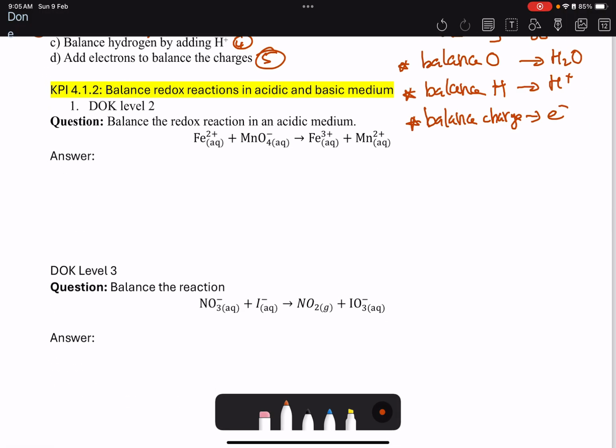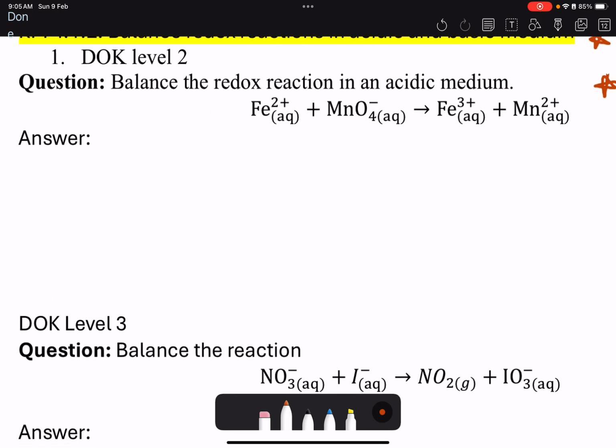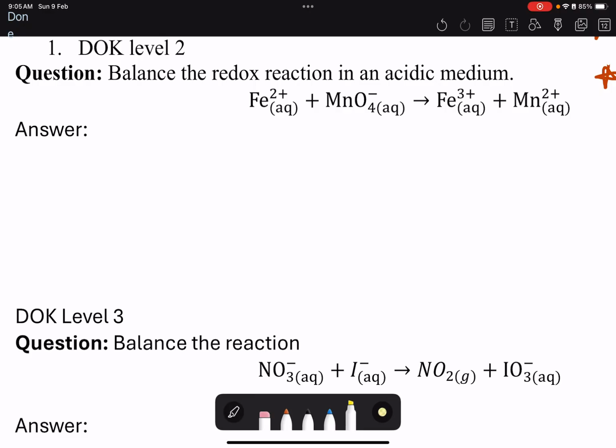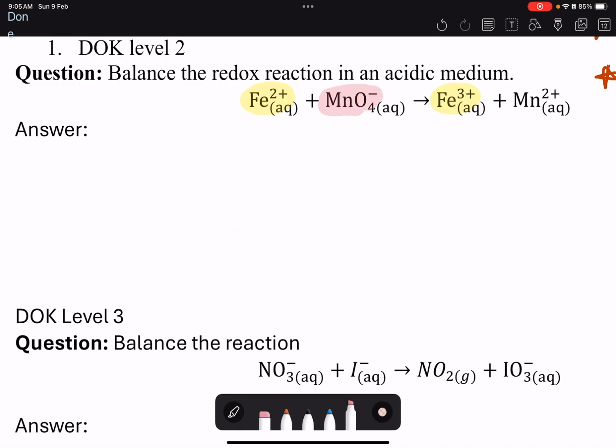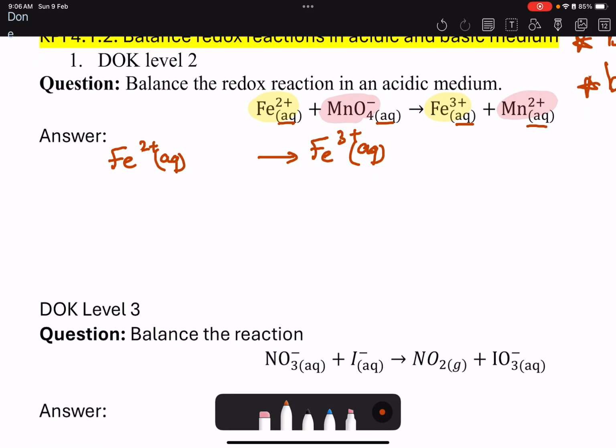Next, okay, let's look at this example. I'm gonna go with you step by step. So here's a given equation. So first of all, split it into two half equations. And by splitting it into two half equations, Fe2 plus gives Fe3 plus, and MnO4 minus gives Mn2 plus. So I'm gonna start Fe2 plus. Never forget to write the physical states, I'm sorry. So these are the physical states. You can leave them till the end of the equation. Now, step 1, I split this redox equation into two half equations.